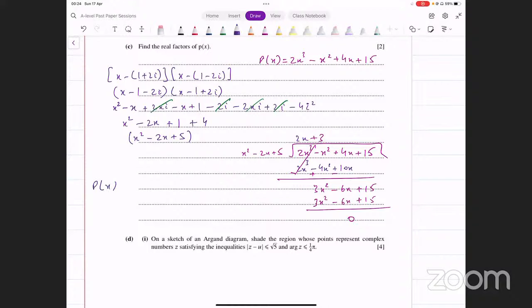उसने कहा था real factors इसके निकालें. अब या तो factors लिख दें अलग से, या फिर आप इस तरह से लिख दें x square minus 2x plus 5 into 2x plus 3. This is your factorized form. That's what we needed.